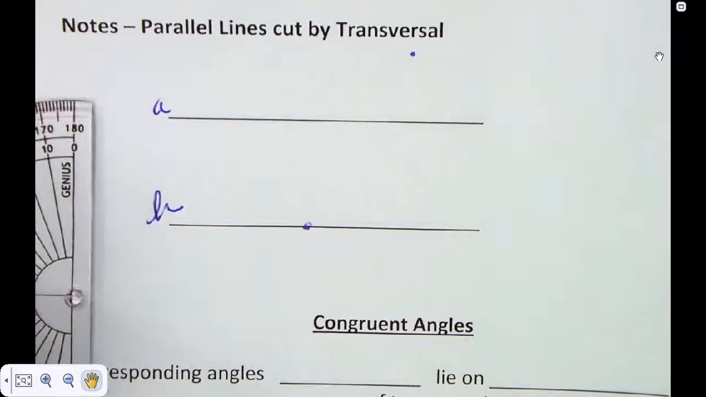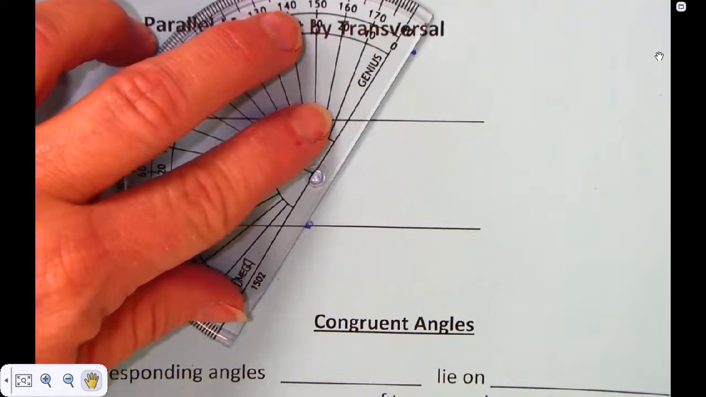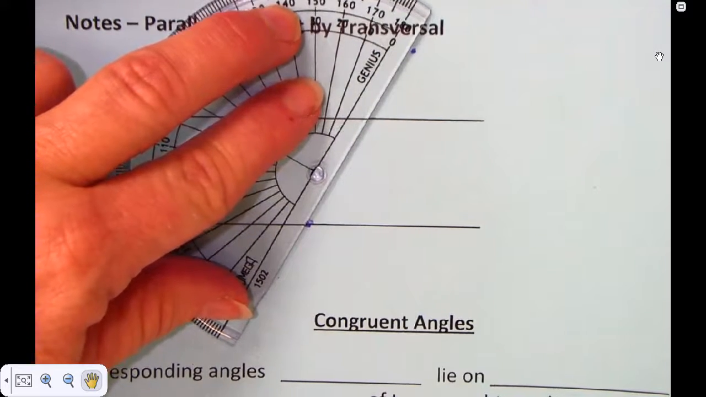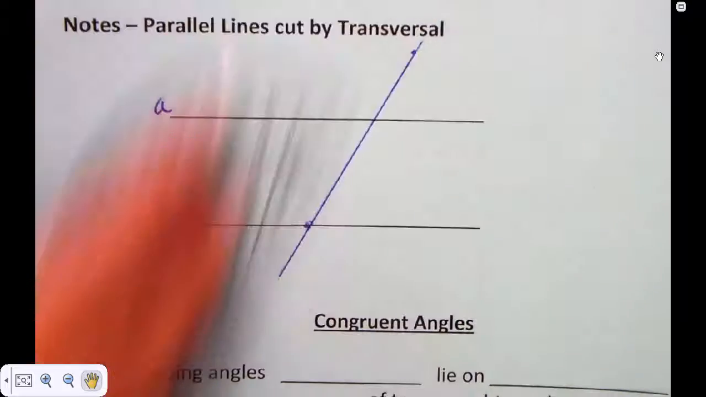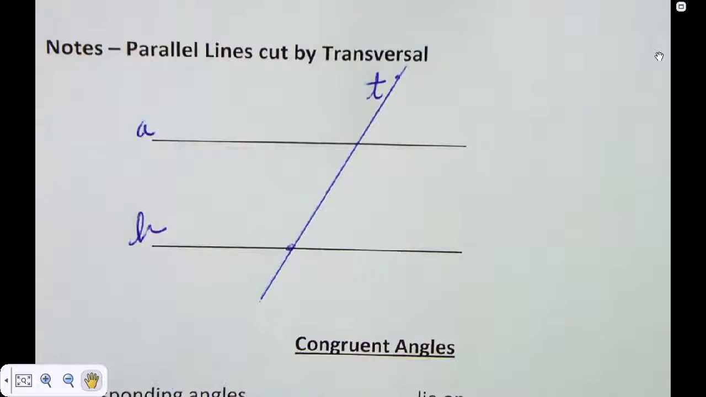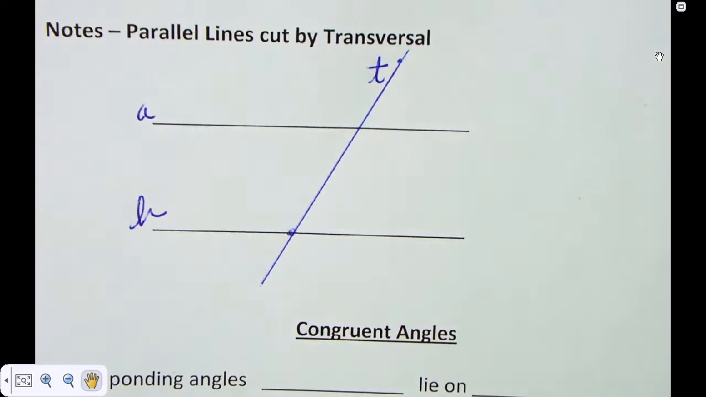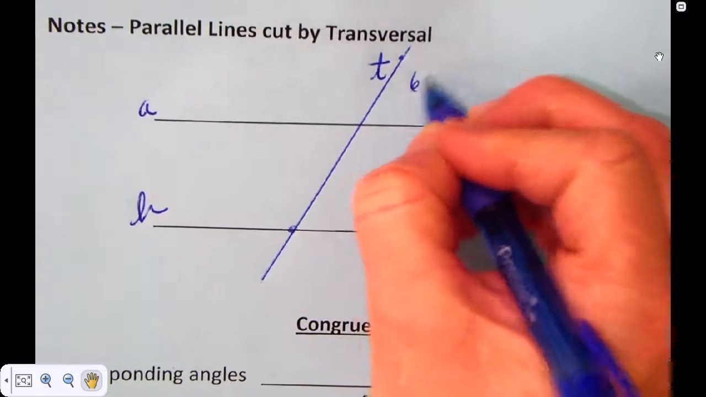Pick up your protractor, and what we're going to do is line up the points, and we're going to draw a line through the 2 points. This is our transversal, and we're going to call it line T. Transversal T. Now, what degree was this angle right here? 60. So put 60 degrees here.